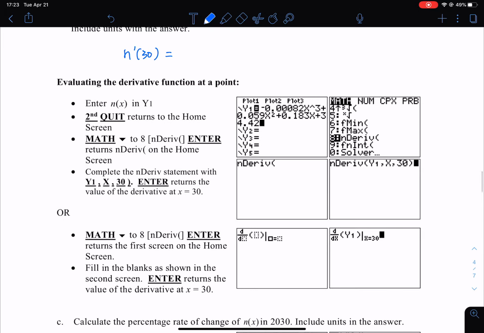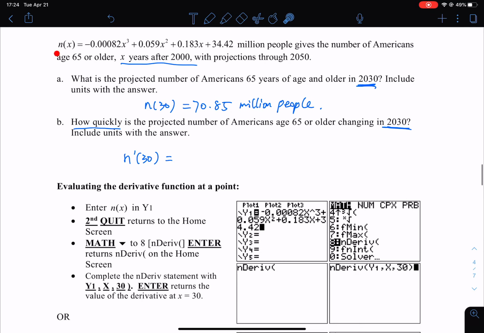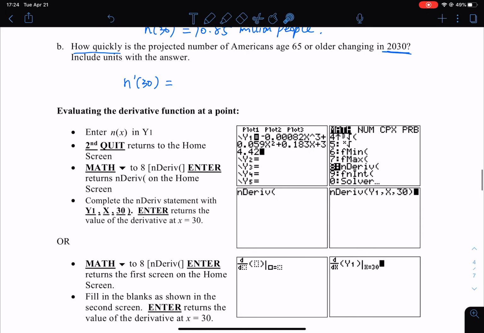For n prime of 30, we can use this instruction. First, we just use y1, that is n of x. This is our y1. Then for the derivative, for example, what is the n prime of 30 if we are given the function n of x? So we use math 8, minus 8. Then you can see minus 8. Then you have this one.